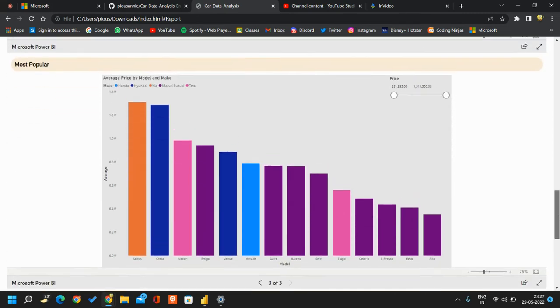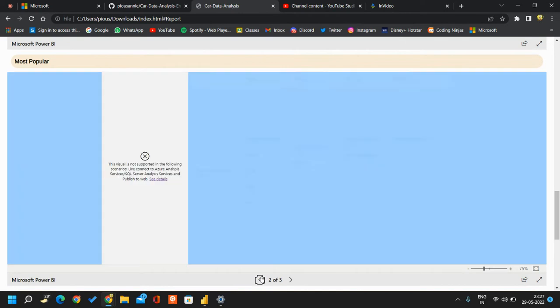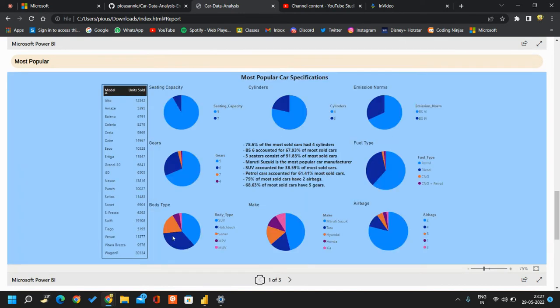For the third graph, we have the most popular car specifications. So we again gathered the data for the top 20 most sold car models that are available in the market. So here we have all the models, and these are the top models with these many number of units that are sold in the Indian market.